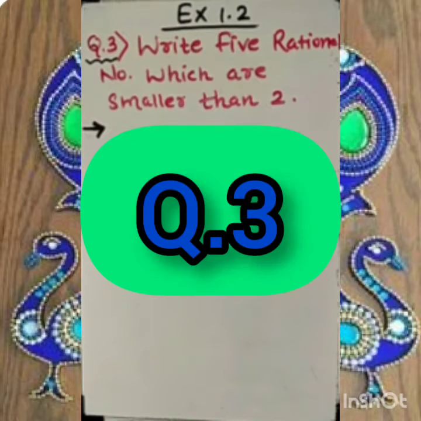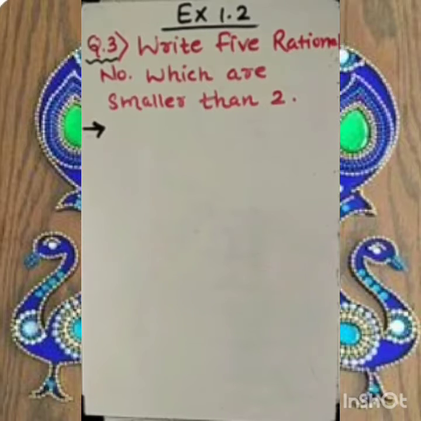So question number 3 of exercise 1.2 says, write 5 rational numbers which are smaller than 2. Fine. Now simply I should say there are infinite rational numbers between any two rational numbers. I'm repeating, there are infinite rational numbers which lie between any two rational numbers. Please remember this thing. Now dear student, we have to write any 5 rational numbers which are smaller than 2.